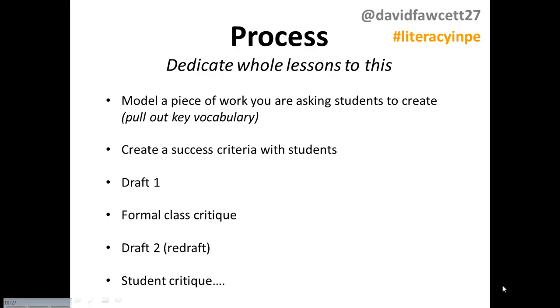Students then went off and created their first draft. Not their first piece of work, but their first draft, because I want students to get into the habit of thinking that what they were creating can be amended, it can be tweaked, it can be rewritten if needed to. It's not the finished article.